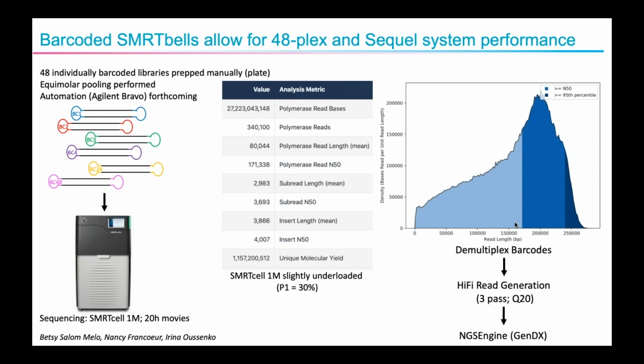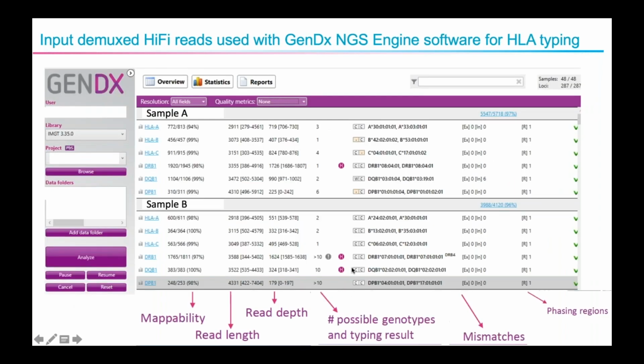So we demultiplex the barcodes of this total data set. We generate the HiFi reads using the default parameters on SMRT Link 8.0, so 3 passes per molecule with a base quality of Q20. And then we export the FASTA that is generated by that job and import it directly into the NGS engine software. So this is a snapshot of what that NGS engine software looks like.